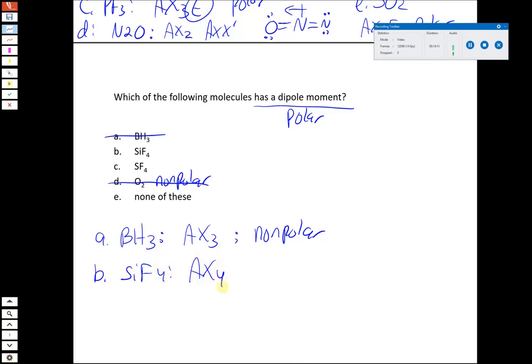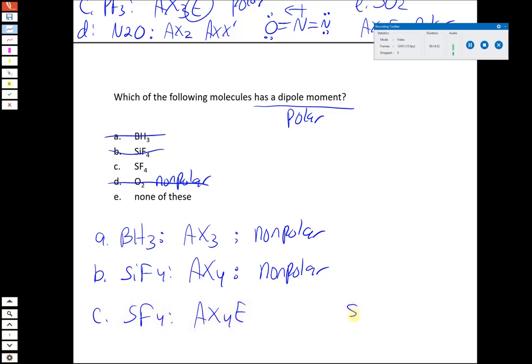And again, I'm skipping some steps here. We do have to draw these Lewis structures, and if you're still a little bit unclear on that, make sure you review some of the previous notes in homework reviews. But if you draw the Lewis structure of SiF4, we get AX4, which again is nonpolar. No lone pairs on the central atom. But then if we do SF4, we would end up with AX4E.